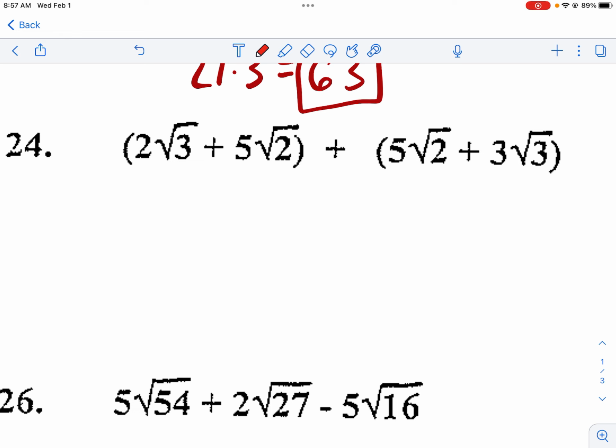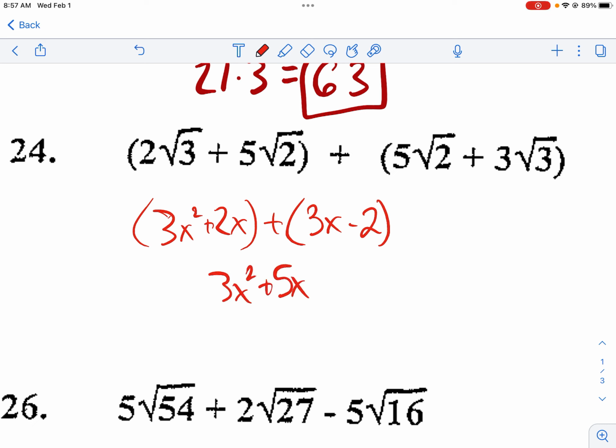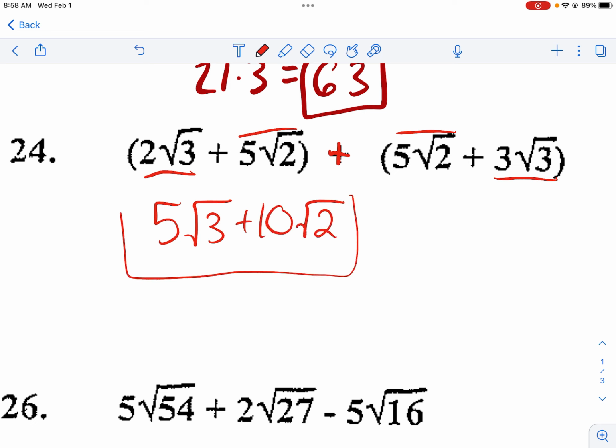So again, this is just like when we add polynomials, right? If we had 3x squared plus 2x plus 3y, or 3x minus 2, we can just get rid of the parentheses and add all of our like terms there, and then we get 3x squared plus 5x minus 2, right? So the same thing occurs here. Since we have a plus sign, we can just rewrite this adding our like terms. So 2 square root of 3 and 3 square root of 3 gives us 5 square roots of 3, and 5 square root of 2 and 5 square root of 2 gives us 10 square root of 2. And I'm done. Those square roots are reduced.